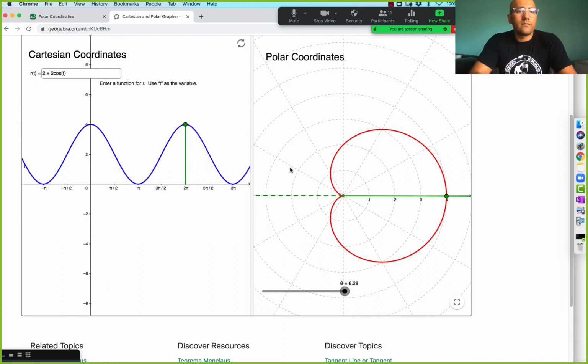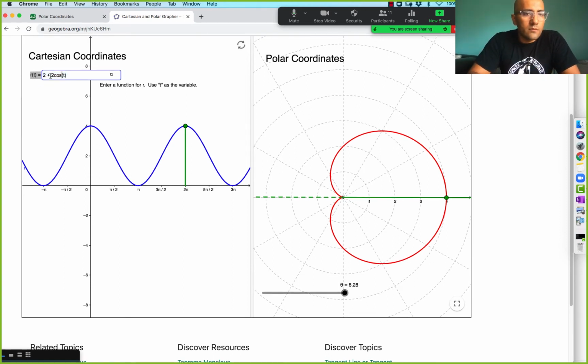Good. Okay, so what would happen if we have a different constant in here other than a 2? What if this was a 3? Put a 3 there. Oops. Wait, what happened? Didn't like it. 3 plus 3. Okay, it doesn't like it. Why don't you like it?